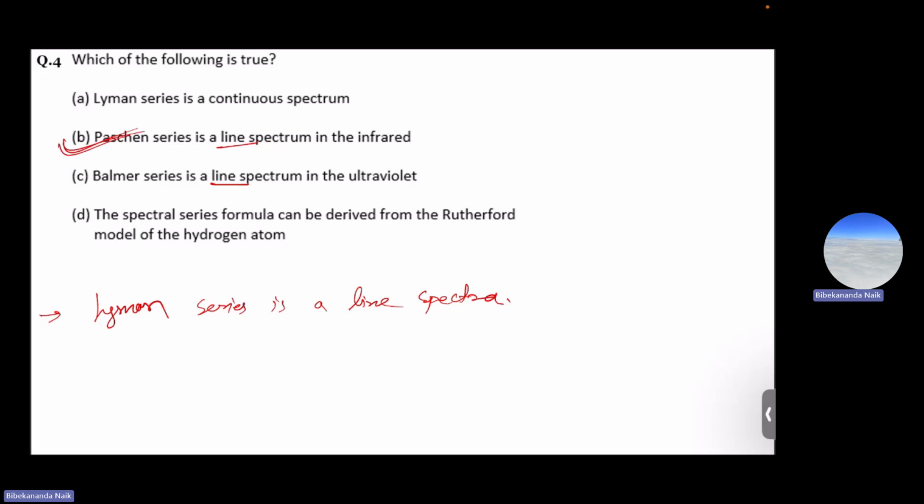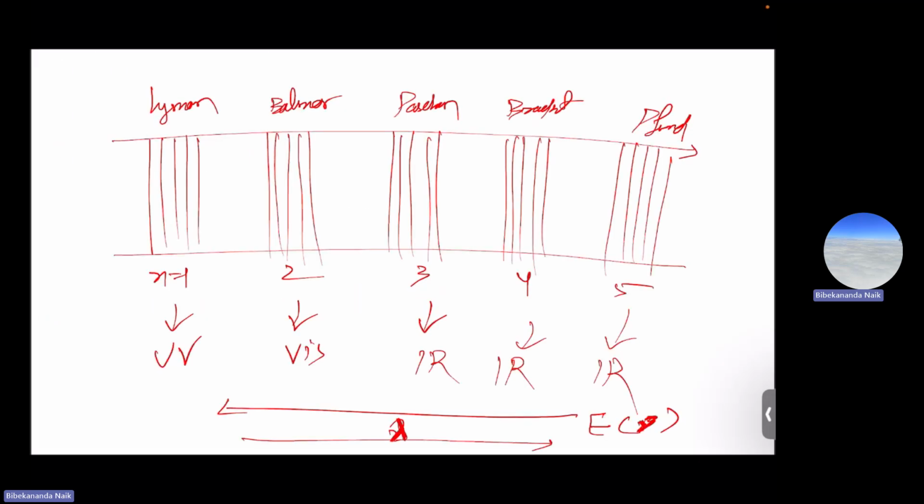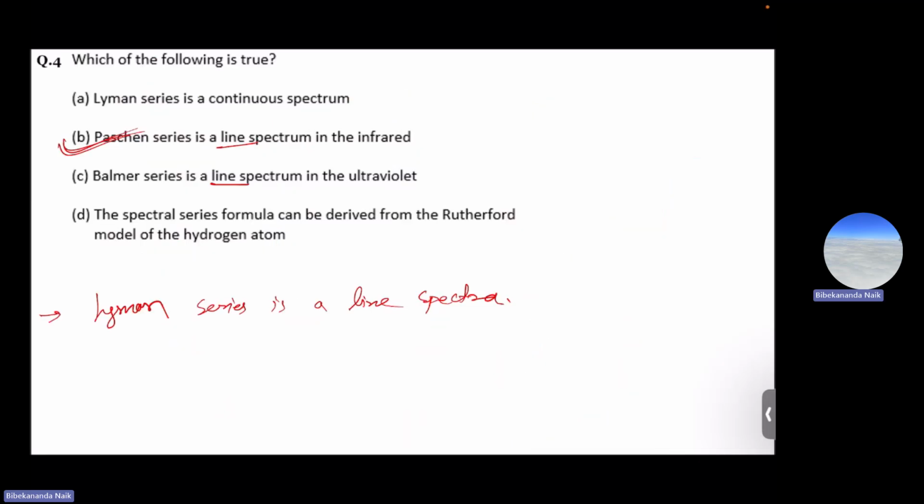Balmer series is a line spectrum in ultraviolet. No, it is not correct. Balmer series is a line spectrum corresponds to visible region. So this is also not correct. This is not correct. And option D, the spectral series formula can be derived from the Rutherford's model of hydrogen atom. We know Rutherford's model of hydrogen atom did not give any explanation related to the hydrogen atomic spectra. The hydrogen atomic spectra was derived from Bohr's model.